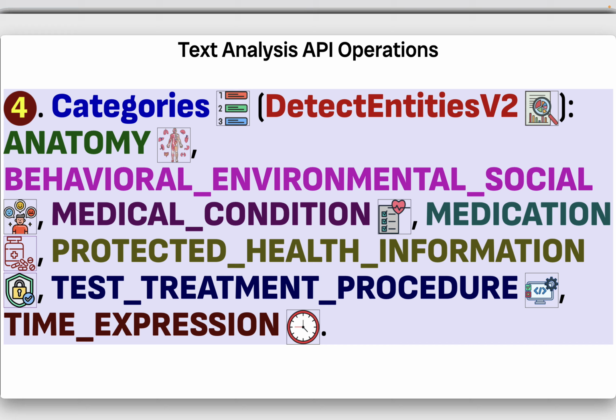Categories. So this is under Detect Entities V2. The Detect Entities V2 operation can detect entities across several categories. It could be anatomy, which are body parts; behavioral, environment, social, which are health-impacting behaviors and conditions; medical conditions, which can be signs, symptoms, and diagnosis; medication, which is medication and dosage; protected health information, which is patient's personal information; test, treatment, procedure, which is diagnostic procedures; and time expression, which is time-related entities associated with other entities.